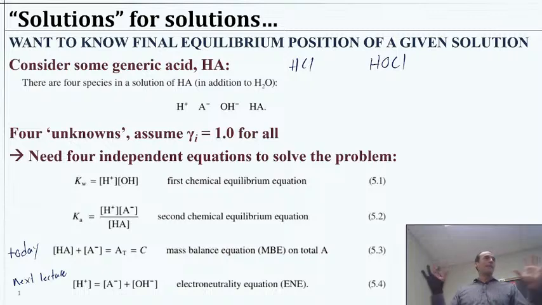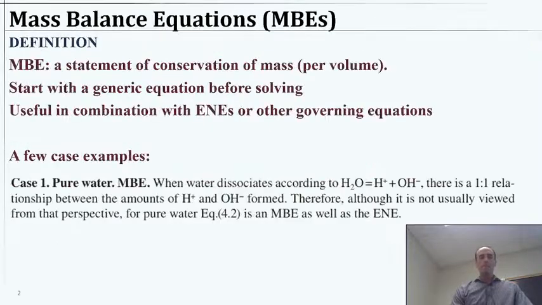Okay, but does this make sense? This is sort of the big picture where we're heading. Okay, and we'll come back a little bit to that bigger picture discussion in a little bit. So for the mass balance equations, what we're really saying is we have some conservation of mass, and in particular, we're going to hone in on a given acid or a given species that has some dissociation. And we're going to start with a generic equation for that and combine it with the other equations later to solve a more complicated system.